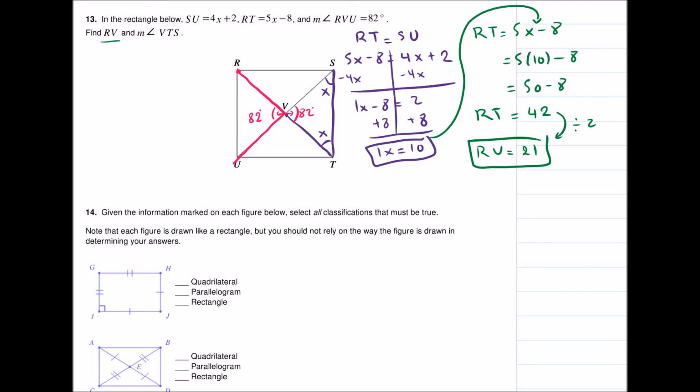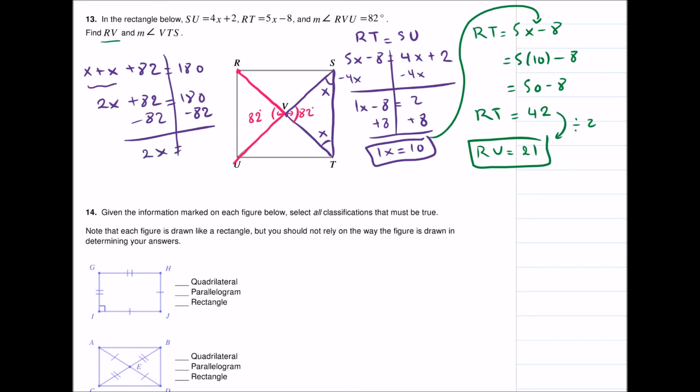To solve for x, we use the triangle angle addition. The sum of the three angles in the triangle equals 180. That will be x plus x plus 82 equals 180. x plus x is 2x plus 82 equals 180. And we subtract 82 on both sides. That will give us 2x equals 98. And we divide by 2 on both sides. x equals 49 as the final answer.